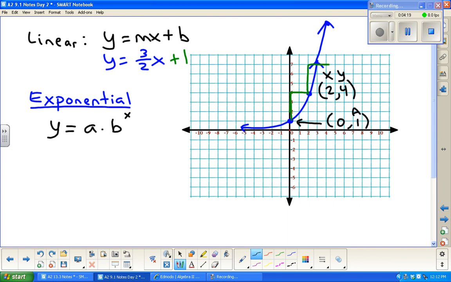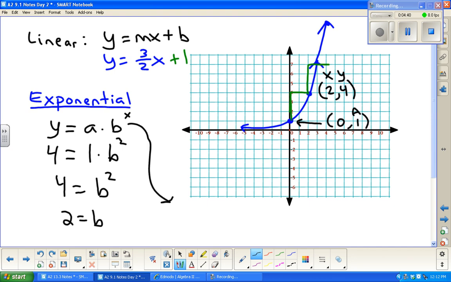Okay, so if we plug everything in, we're going to get something like 4 equals 1 times, again, we don't know b, I don't know what I'm multiplying by, to the second power. Okay, that was x. So 4 equals b squared. This one we can take the square root of both sides and get 2 equals b. And then we can go ahead and write our equation now that y would equal, again, we started at 1, it was getting multiplied by 2 to the x power.